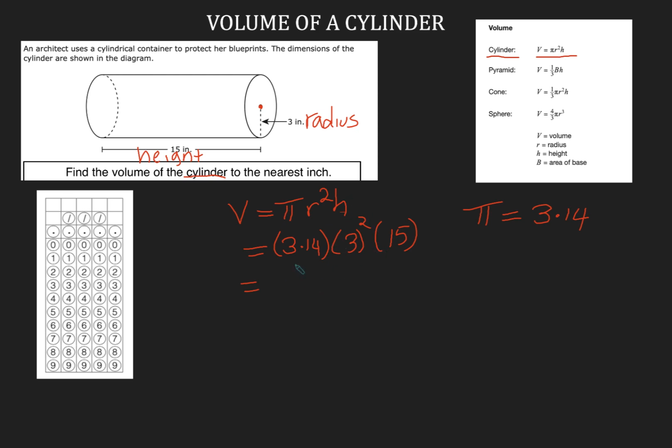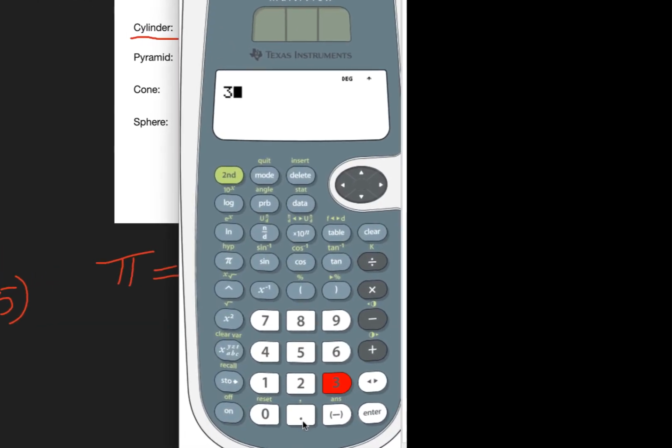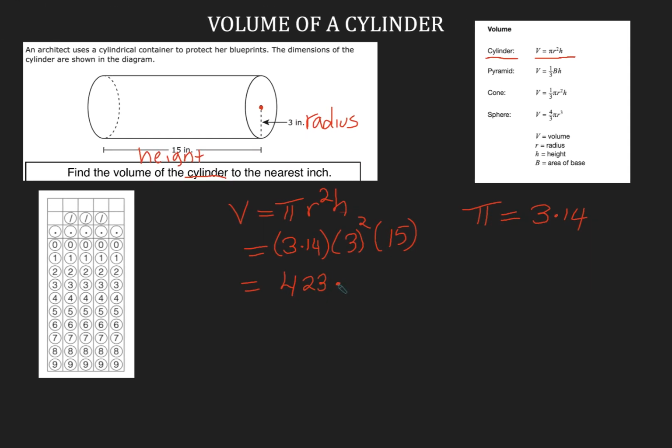Now I'm going to use my calculator to calculate the volume. So I'm going to enter 3.14 times 3 squared times 15. Notice my answer is 423.9. But remember, they said find the volume to the nearest inch.